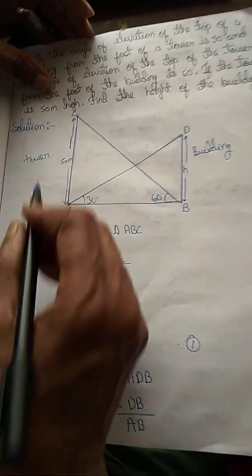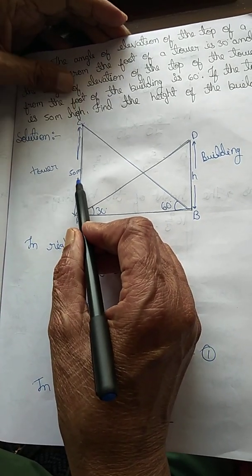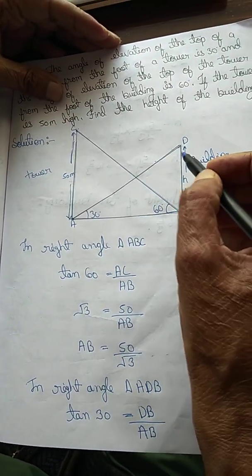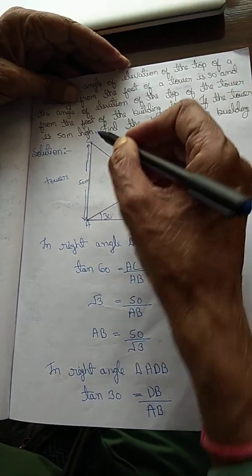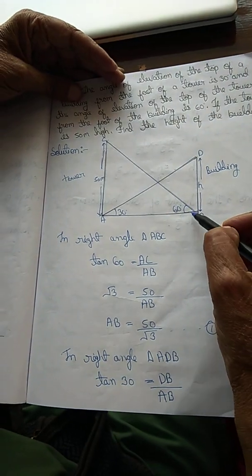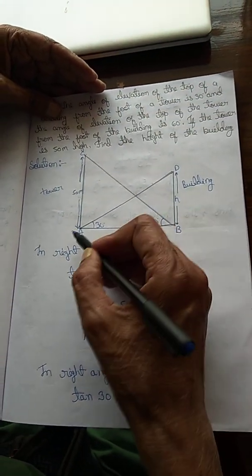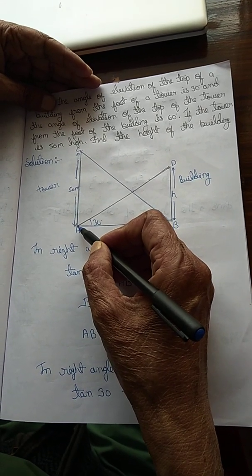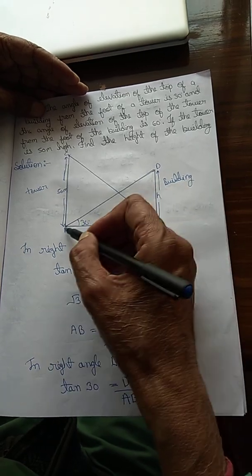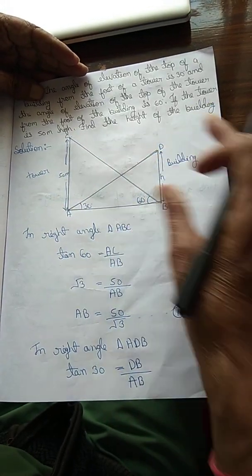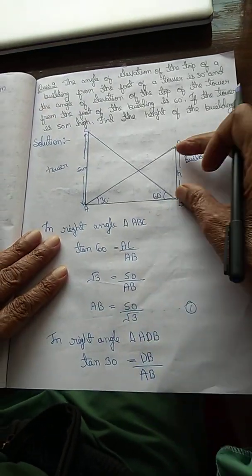We will make a diagram. This CD is the tower with height of 50 meter and this DB is the building. Assume this height is h. The angle of elevation of the top of the tower is 60 degrees and from the foot of the tower the angle of elevation of the building is 30 degrees. So this is the diagram. We have to find the height of the building.